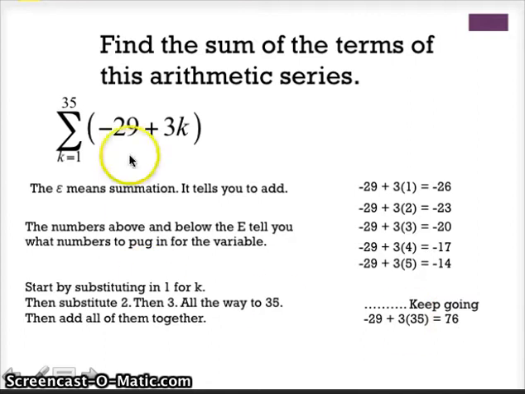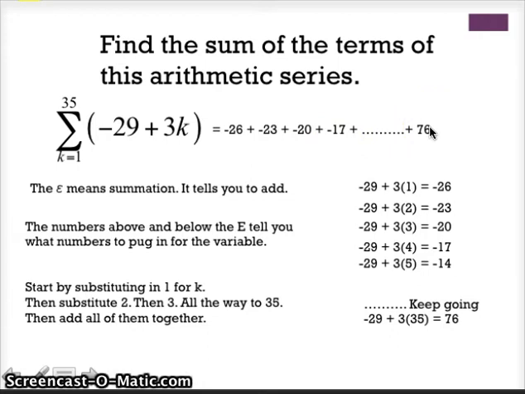Okay, and because it has this E here, that means we're adding all these together. So we're adding the 26, plus 23, plus 20, plus 17, all the way to -76.